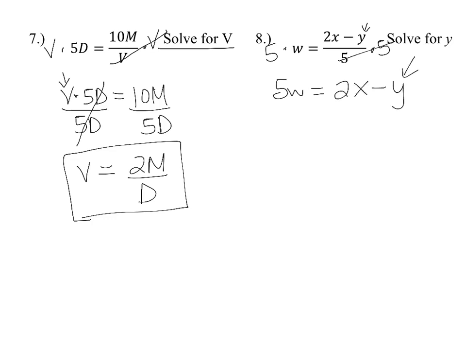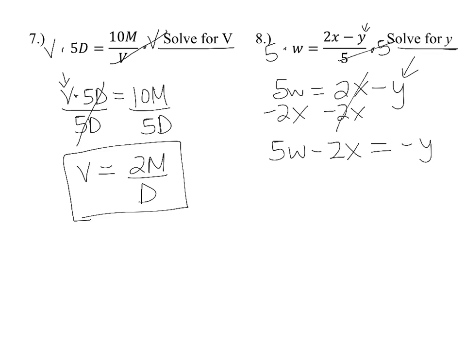Now we're trying to get y alone. Well, I've got to cancel out 2x. I'm going to subtract 2x from both sides. Subtract 2x. It cancels out on the right-hand side. 5w minus 2x can't be combined because they're not like terms, and they're subtracting. So we just have to write it as 5w minus 2x equals not just y, but negative y.